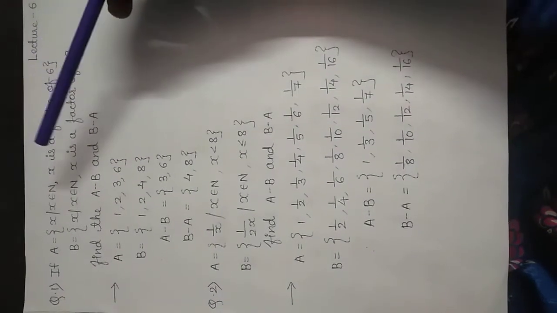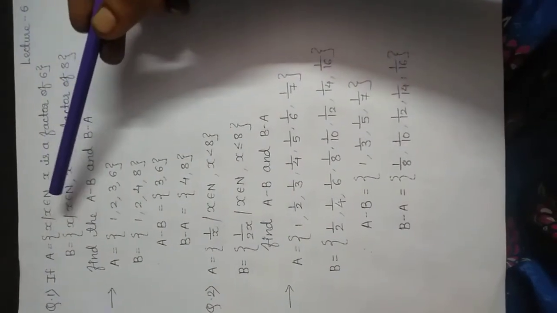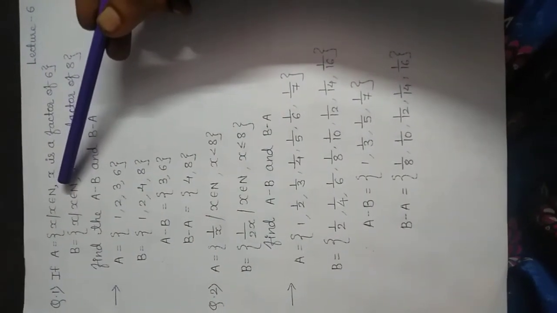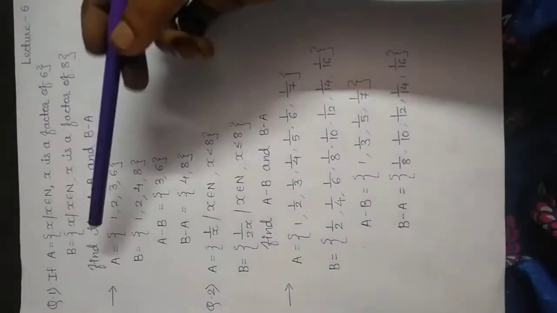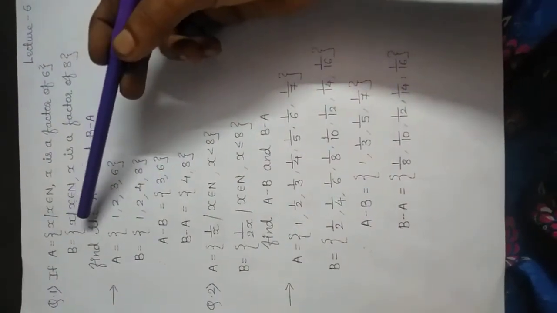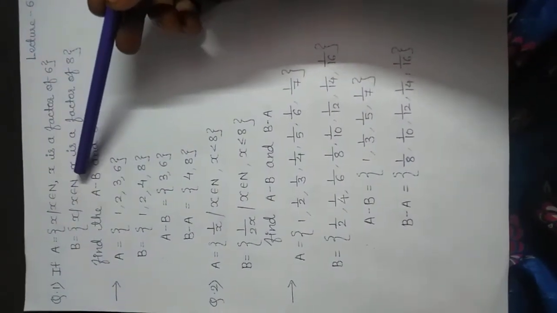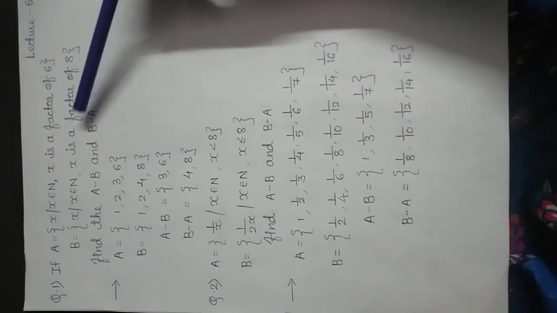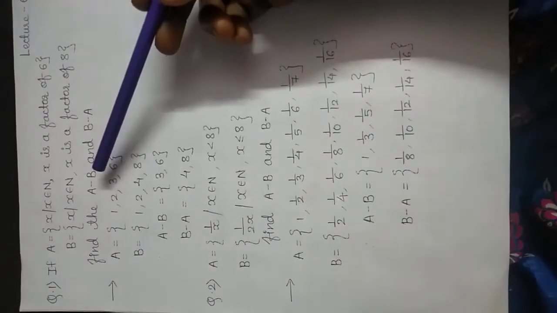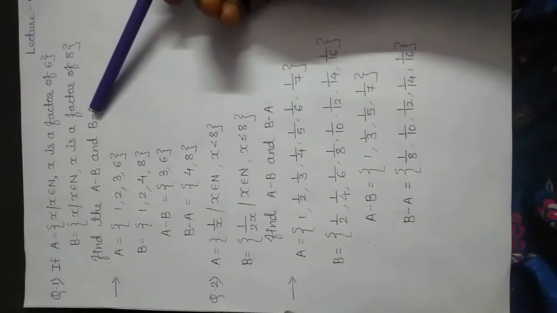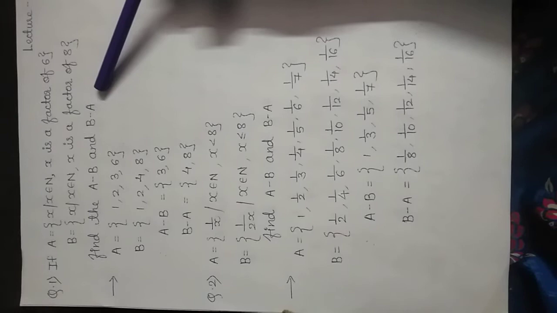If A is equal to the set of all x such that x belongs to natural numbers, x is a factor of 6, and B is the set of all x such that x belongs to natural numbers, x is a factor of 8. Find A minus B and B minus A. So here we want the difference between two sets.